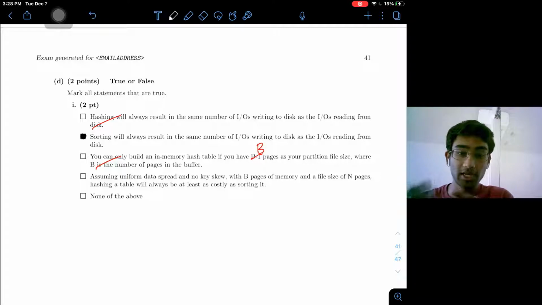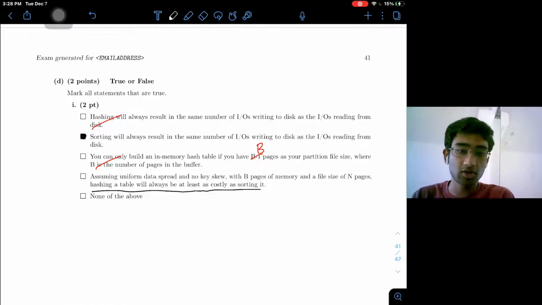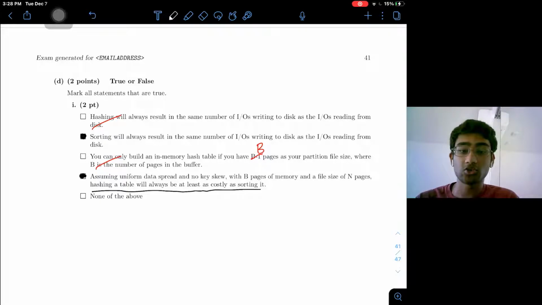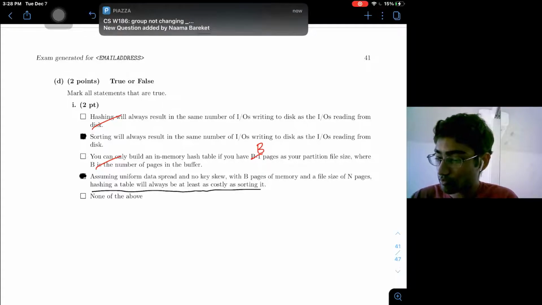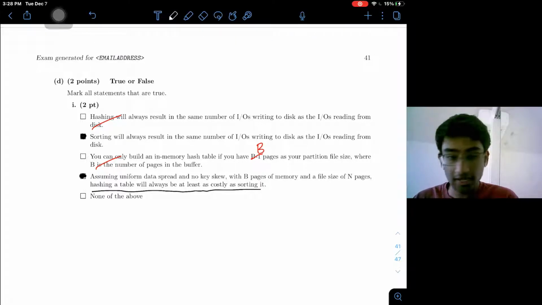Now, it's possible that it could be more, right? Because you could have n IOs for reading and then something more than n for writing in the case of hashing. But it is true that hashing a table will always be at least as costly as sorting it. At least is the key word here. So this is true. It would be incorrect if you said that it's the same as sorting. And it would also be incorrect if you said that it's always more than sorting, because it's not necessarily true that the write cost will be more than the read cost. So in this case, this is true as well. So part B and part D are both true, and that wraps up this question.